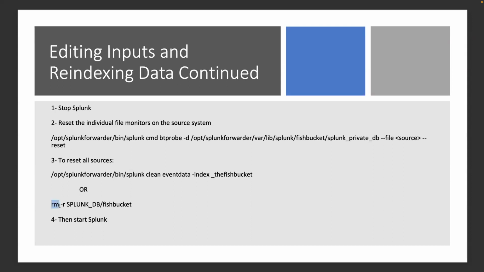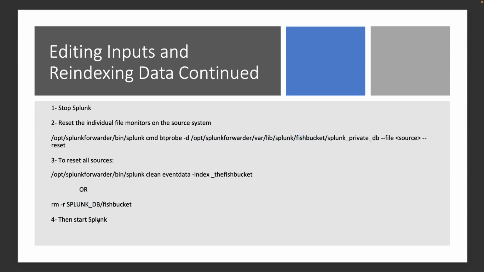rm, we know rm is removing files in Linux, right? rm -rf, recursive, because it's a directory. Go to this location, SPLUNK_DB. And what is SPLUNK_DB? SPLUNK_DB is opt splunk var lib splunk. That is at least the default location for Splunk. So opt splunk var lib splunk, and then fishbucket, which is the directory inside of that. You want to delete that, so you reference this and say rm -rf to delete it. When you do this, it will delete the whole fish bucket.